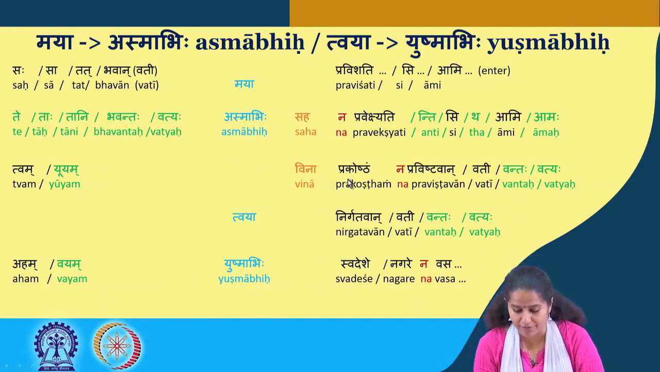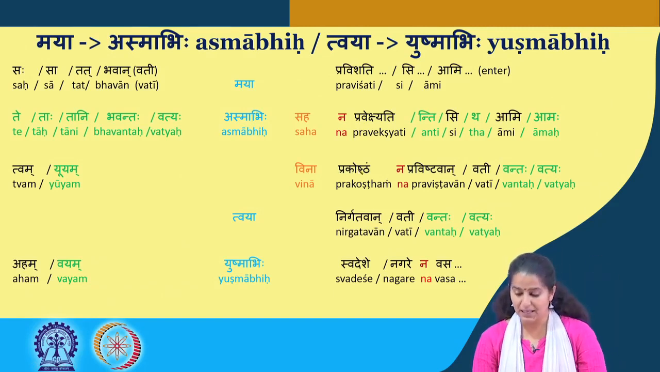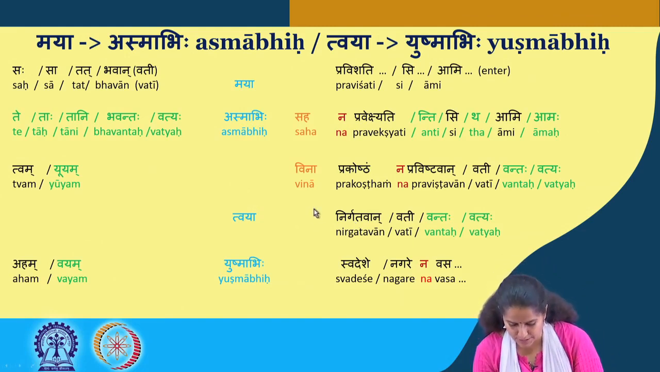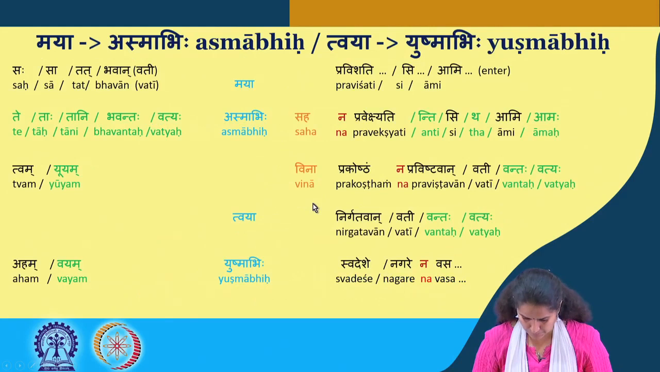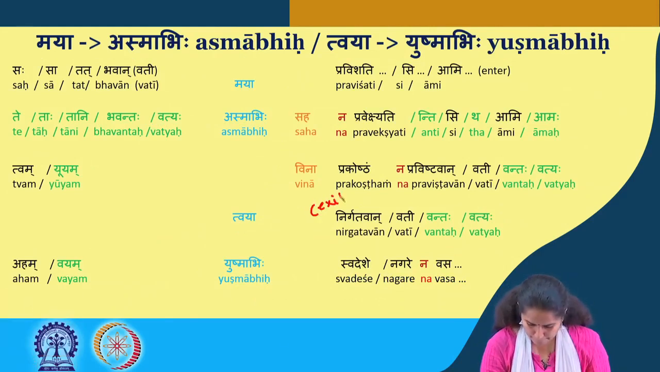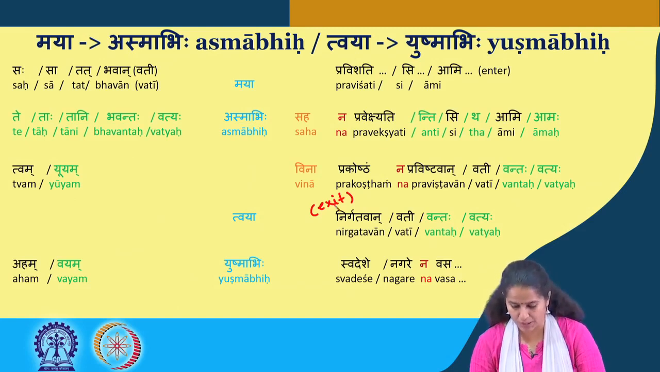The other words that we have here: prakostham na pravishtavan in the past tense. Prakostham is the room, so na pravishtavan, pravishtavan, I did not enter. Nirgatavan means left, exited. Okay, I'll just write it here. Exit. Okay, nirgatavan. And then the last one, which is an interesting way of saying it, we'll do it with a saha to keep it simple.